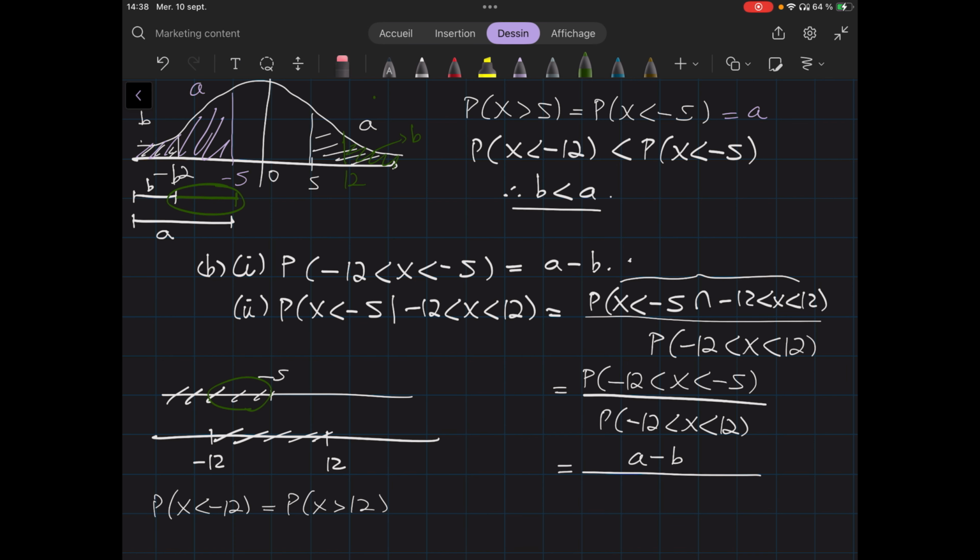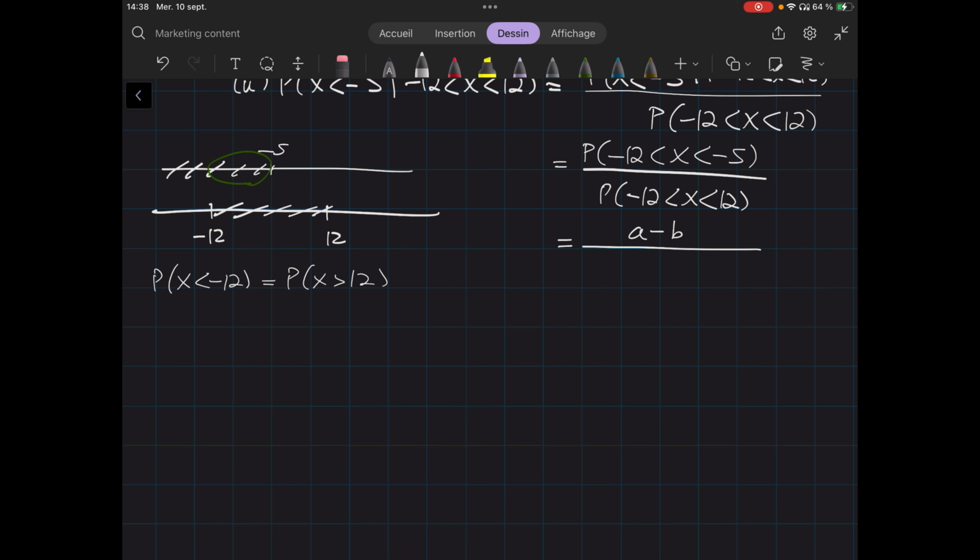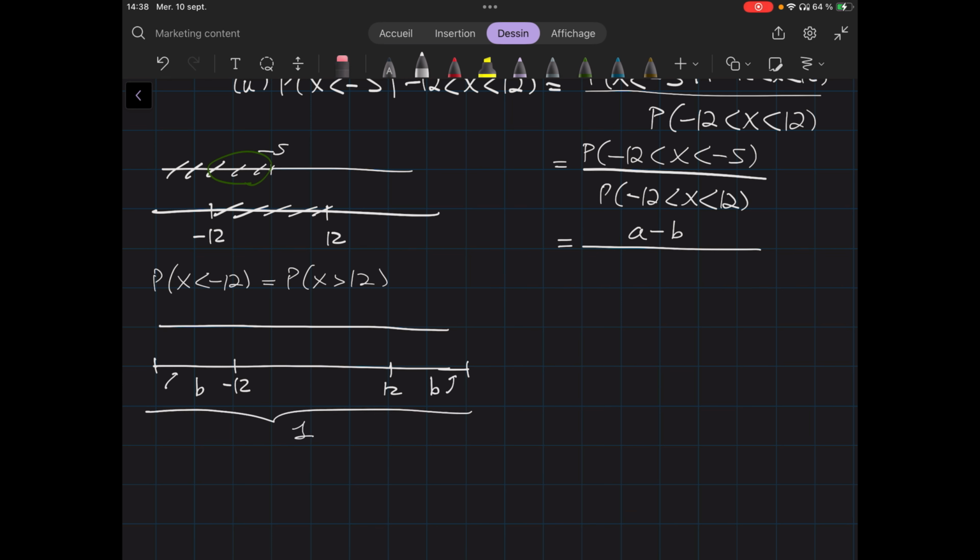This part over here, that's b. So, if I am to sketch out this entire distribution, we know that from here to here, that's b. From here to here, that's b. The sum of the entire segment is 1. We're interested in the part right in between. Therefore, this probability is going to be 1 minus 2b. And this is the end of B2.